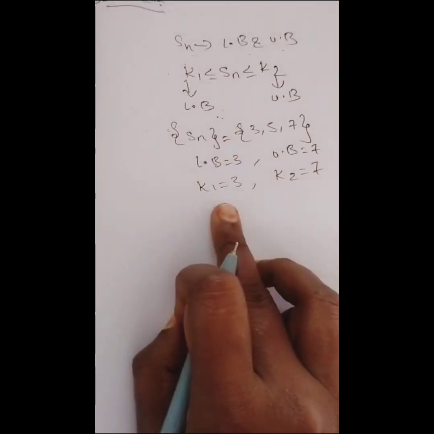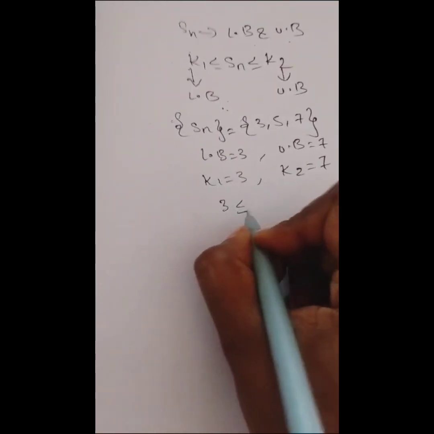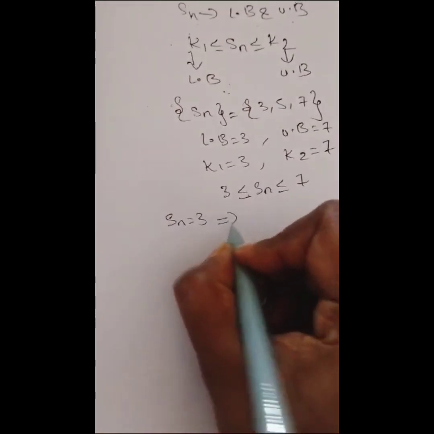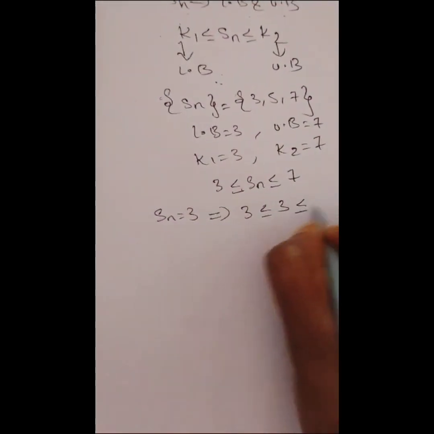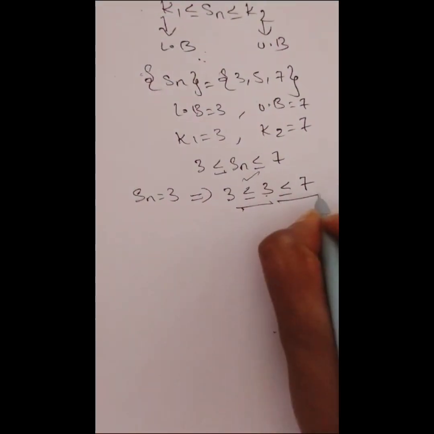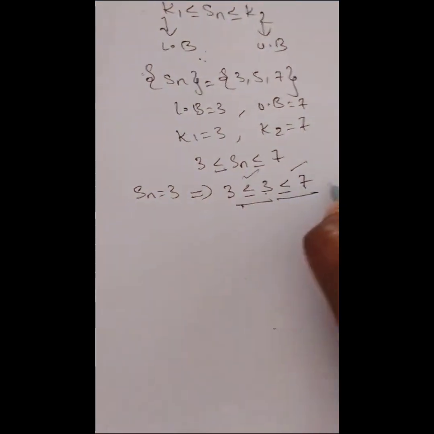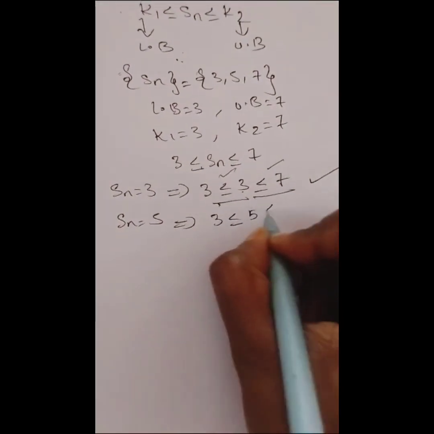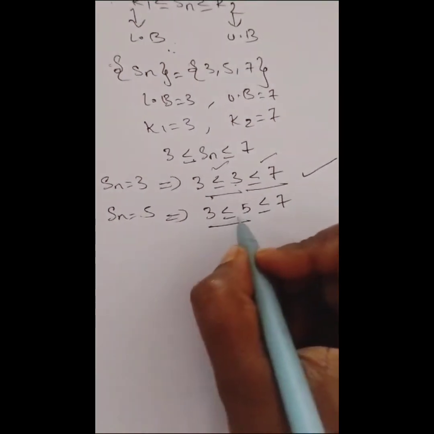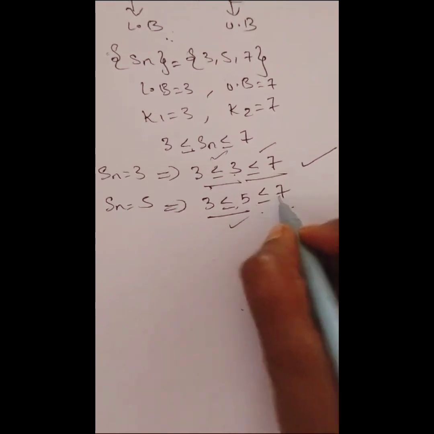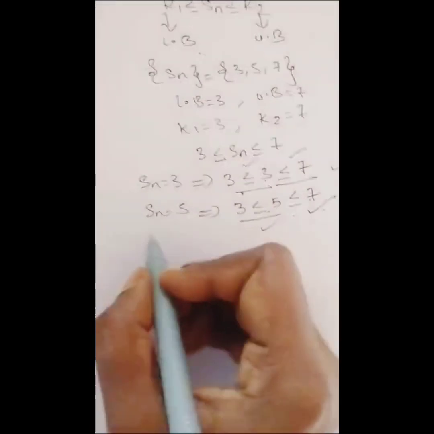So we'll check whether this condition is satisfied or not. 3 less than or equal to Sn less than or equal to 7. Now Sn equal to 3 implies 3 less than or equal to 3 less than or equal to 7. So 3 is equal to 3, yes, this condition is satisfied. And 3 less than or equal to 7, yes, 7 is greater, so this condition is satisfied. Now the next value, Sn equal to 5 implies 3 less than or equal to 5 less than or equal to 7. So 3 is less than 5, yes, and 5 less than or equal to 7, yes, so this condition is also satisfied.